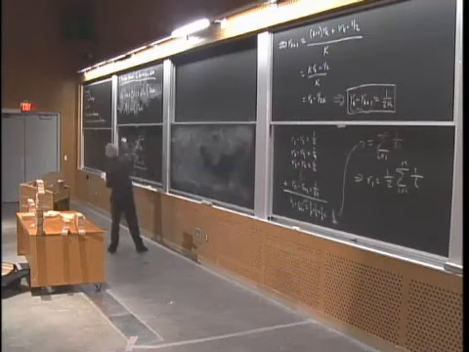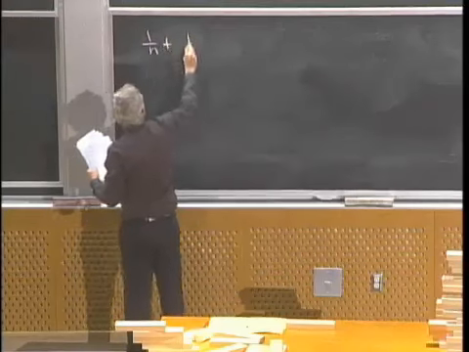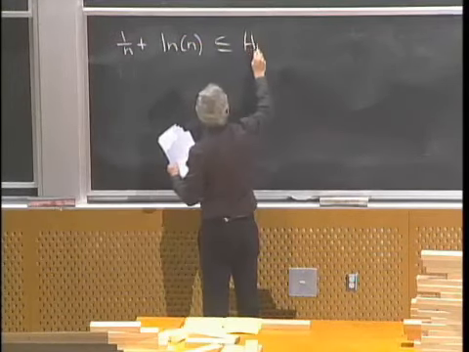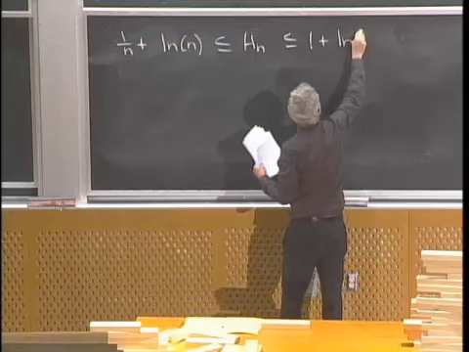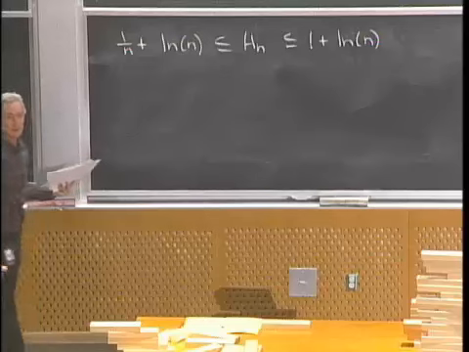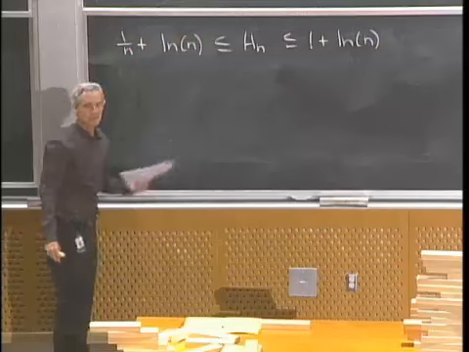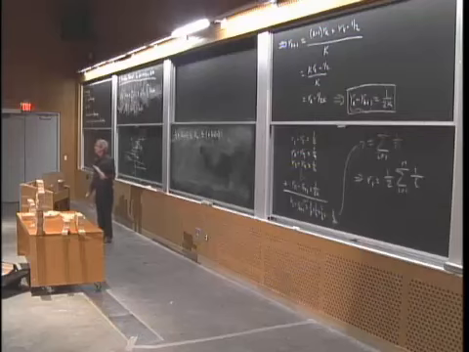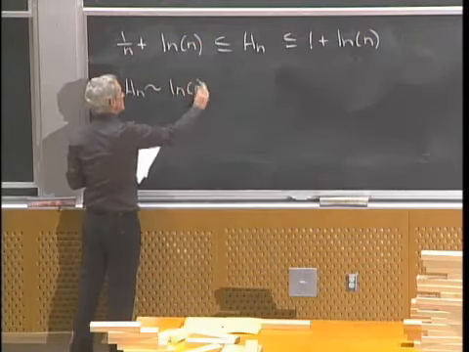OK, so plugging into the bounds, f of n is 1 over n plus the integral, log of n, is less than or equal to the nth harmonic number, and it's upper bounded by f of 1, which is 1, plus the integral. All right, so that's really good. We got very tight bounds. And now you can see that the nth harmonic number, how fast is it growing? If I were to use tilde notation, what would I write? As log n. Yeah, so this means that H of n is tilde log of n.